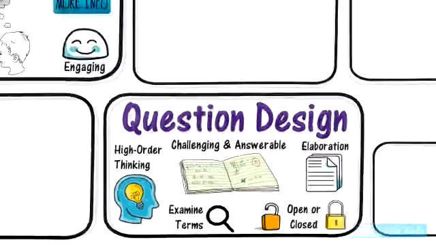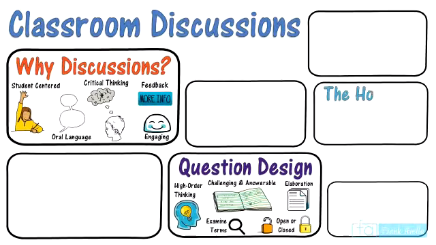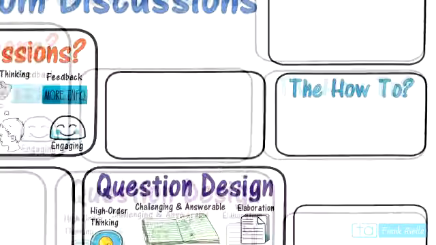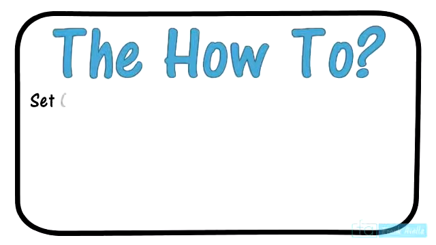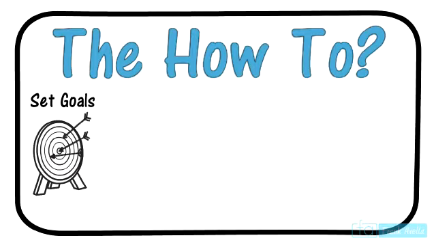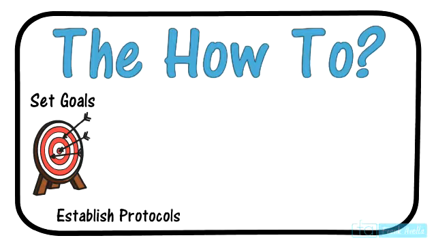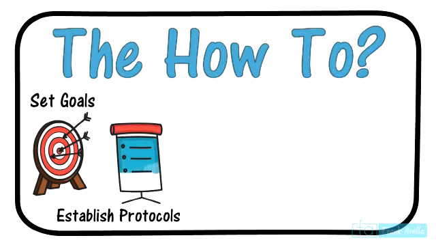The next section up is the how-to of classroom discussions. So, the first thing you want to do as a teacher is to set goals for your classroom discussion. Think, what do you want students to learn? What specific concepts should they have mastery and understanding of? Teachers need to establish protocols for behavior and classroom etiquette for the discussions. This is necessary so that all students get to participate.